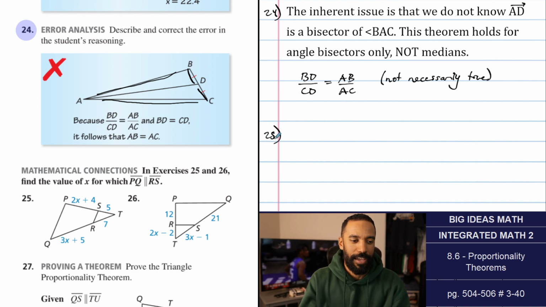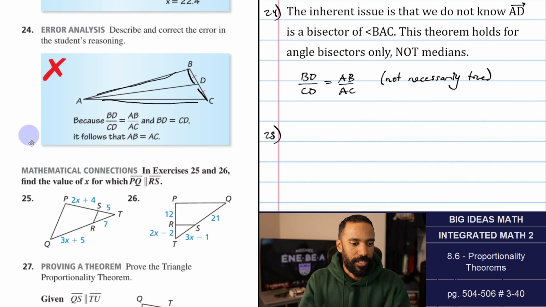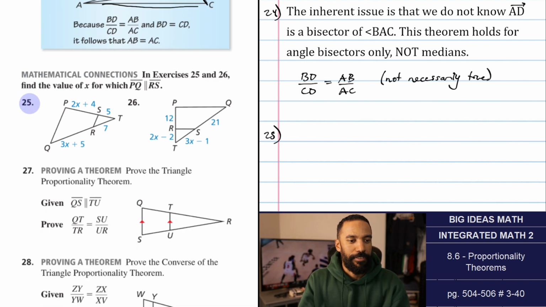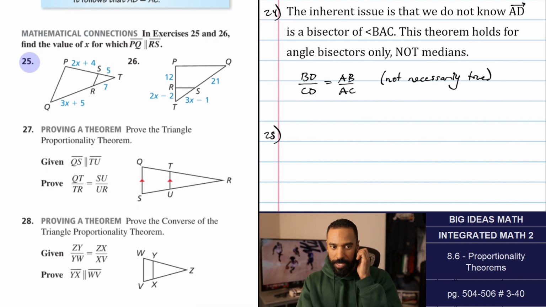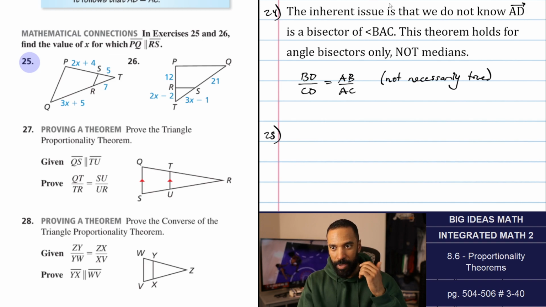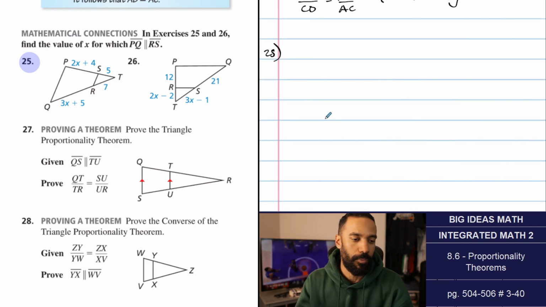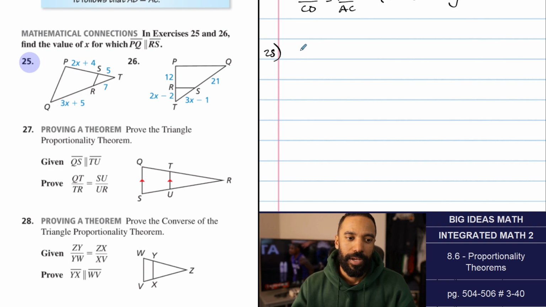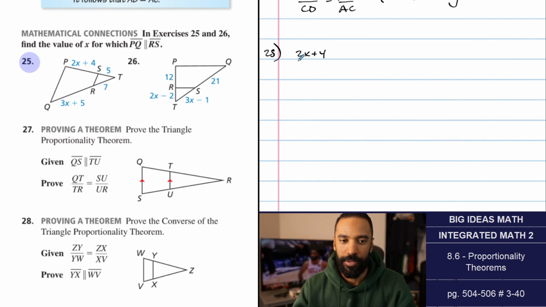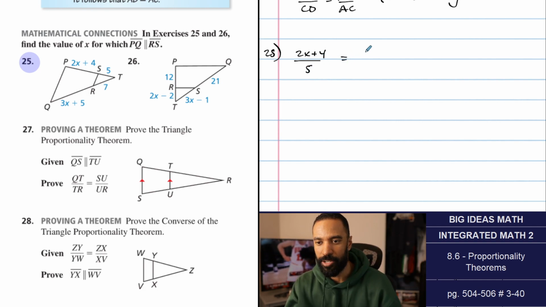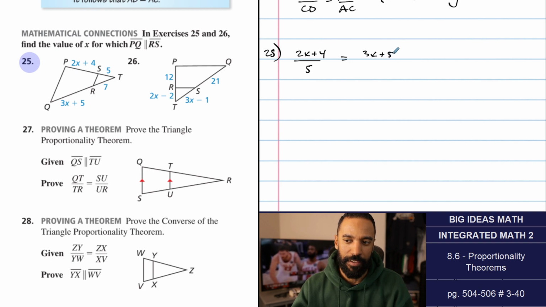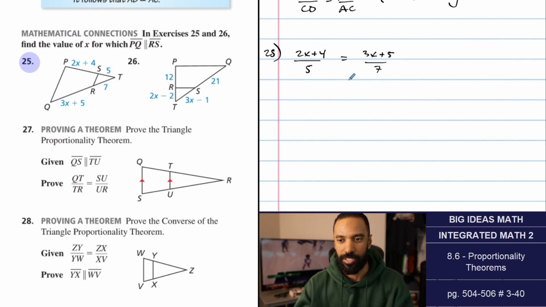Okay, number 25 and 26. Find the value of x for which PQ is parallel to RS. So basically, we'll need the proportionality that would hold true within this. So I can set something up here. I can say something like 2x plus 4 over 5, the top parts of the triangle, the split parts, equals 3x plus 5 over 7. Let's solve for the x's and see what happens here.